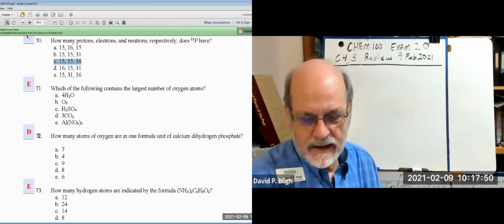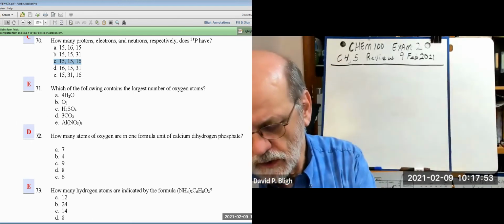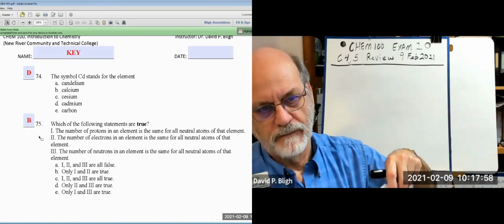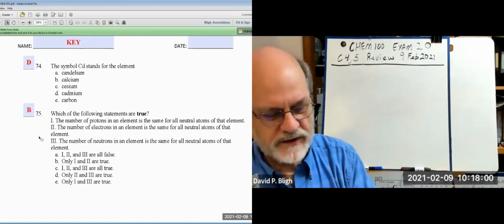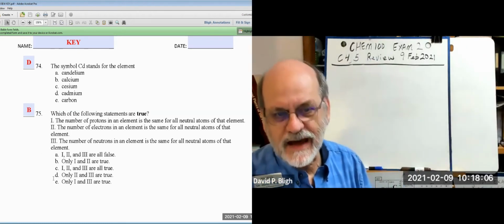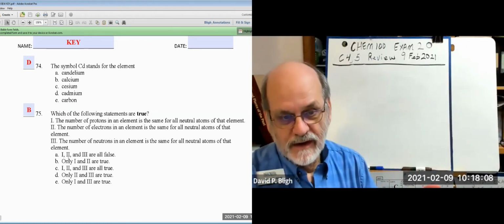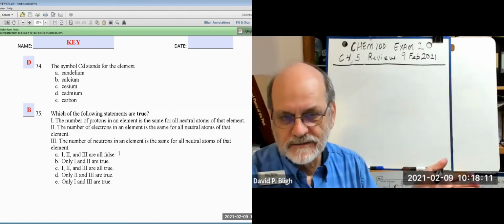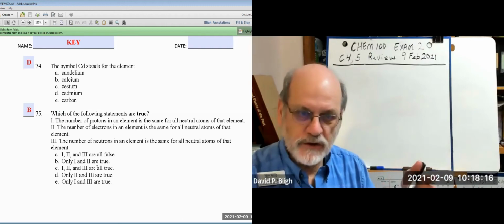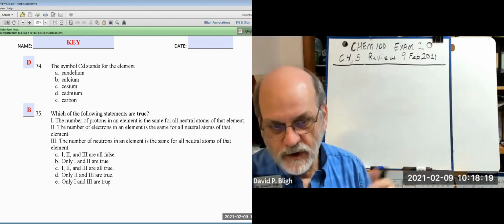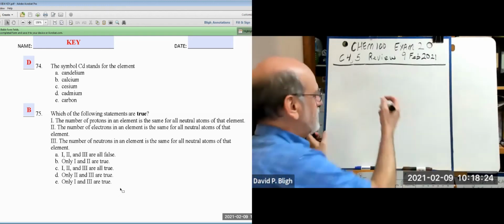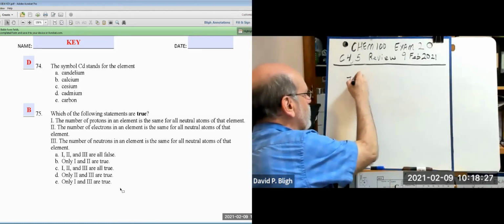All right, let's see. Skip to 75. All right. Which of the following statements is true? All right, this one gets kind of messy. A, B, C, D, E choices. 1, 2, and 3 are all false, so that means none of them are true. Only 1 and 2 are true. 1, 2, 3 are all true. 2 and 3 are true. 1 and 3 are true. So you've got to look at each one and decide which ones are true and which ones are false.